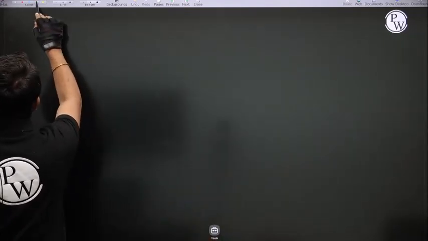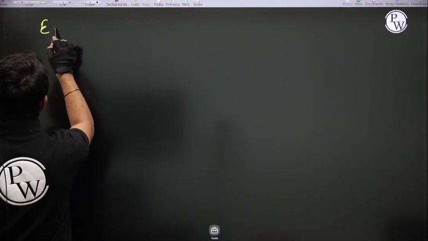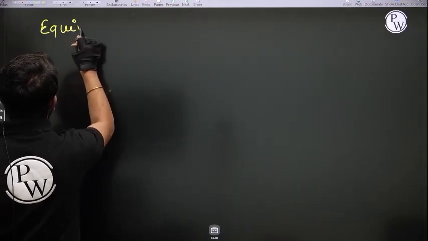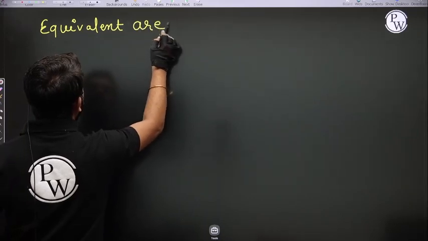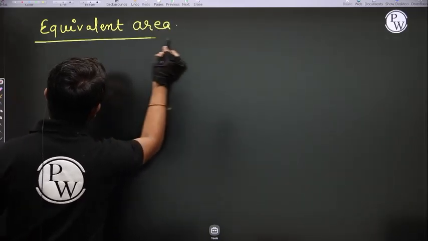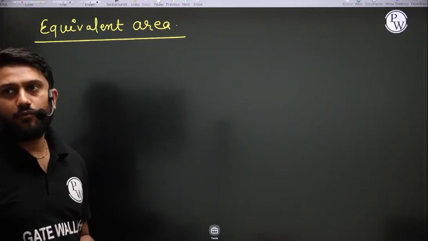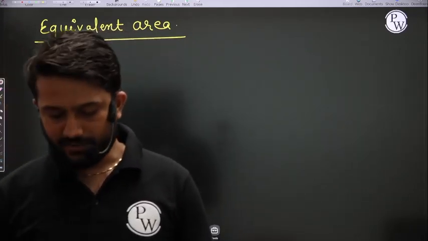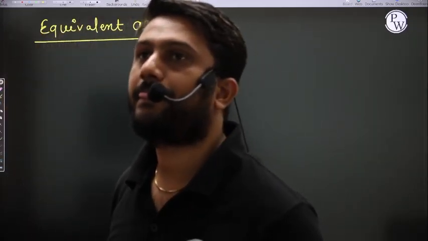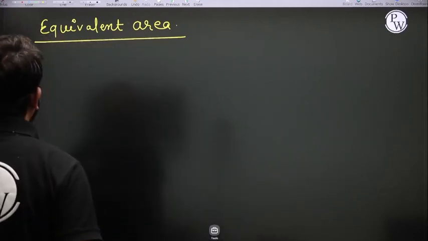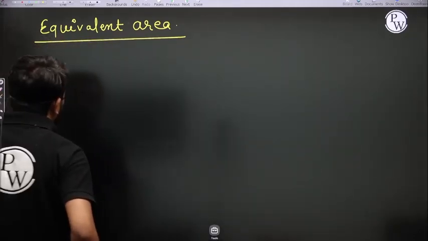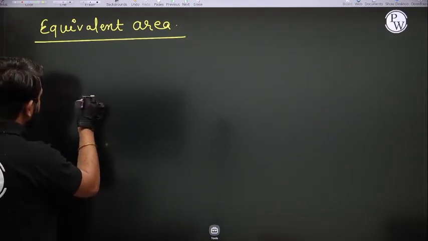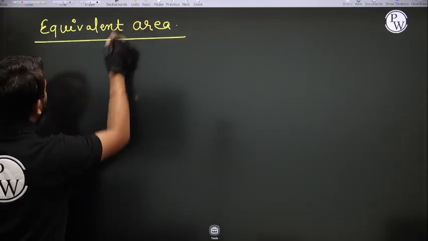So, equivalent area. What is the equivalent area expression for the hollow sphere? So let us assume this is the hollow sphere. I draw roughly.